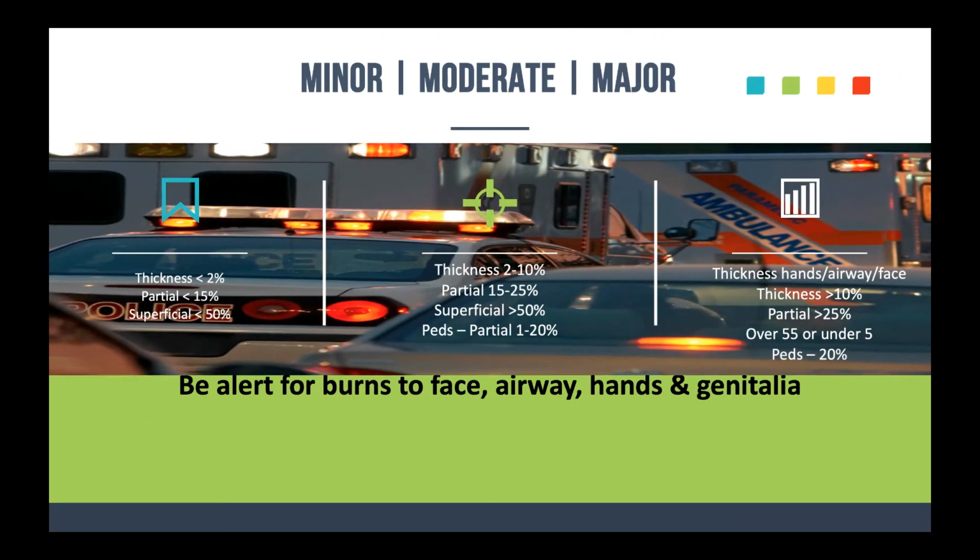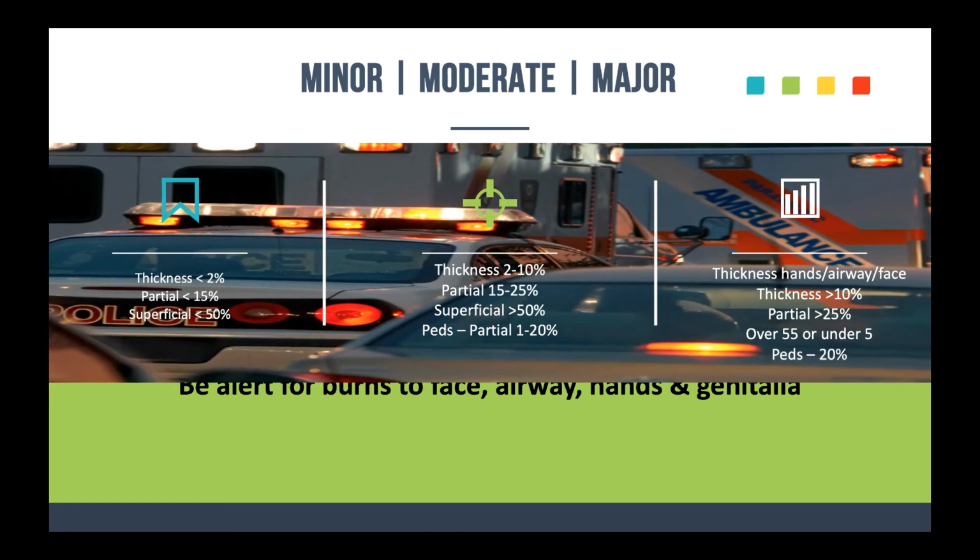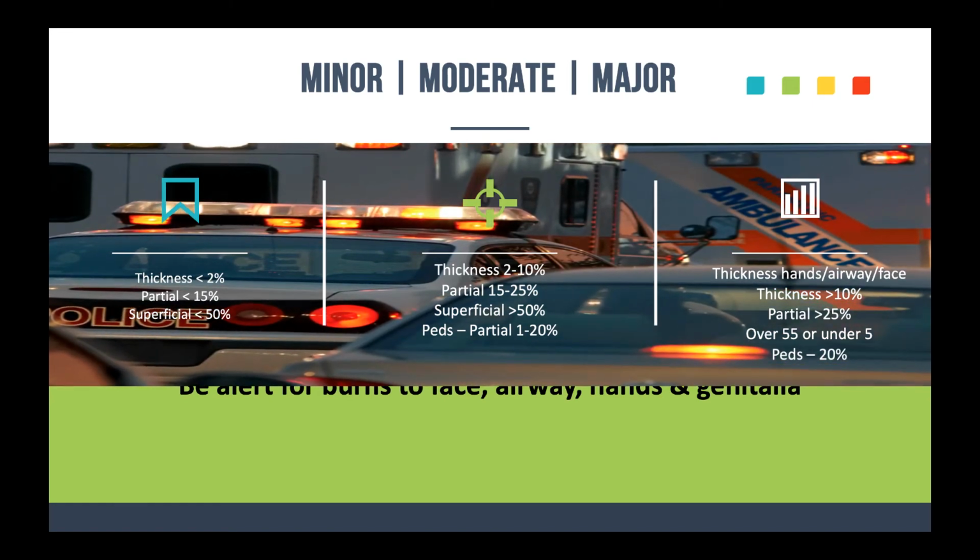All right, I like to talk a little bit about the minor, moderate, and major types of burns, right? I'm not going to go over each one of these, it'll take too long for these short videos, but you can pause it and look at what we're talking about. We talk about full thickness burns, partial thickness burns, or superficial burns, right? When you talk about minor, you can see less than certain percentages here will help that burn fall into a minor category. When you talk about thickness burns that are 2 to 10%, or superficial burns that are greater than 50%, now you're more into the moderate range of burn, okay?